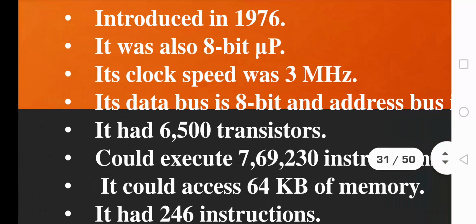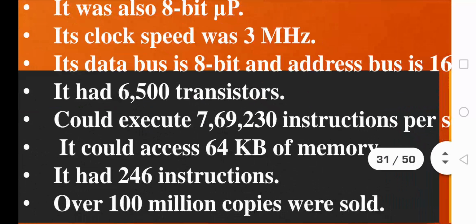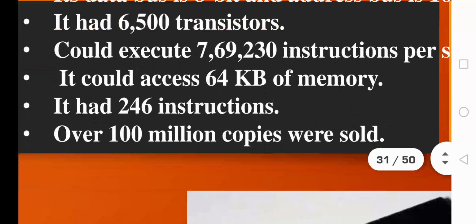Not only that, this 8085 microprocessor has 6500 transistors. That is, 6500 transistors were used to fabricate this processor, and it was able to execute 7,69,230 instructions per second. They were also able to access 64 kilobytes of memory, and in total there were 246 instructions.